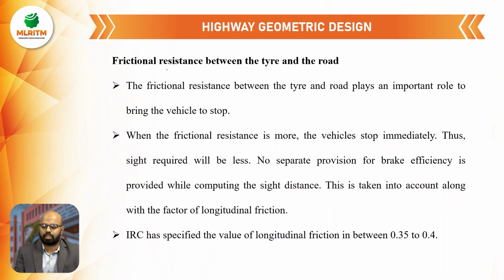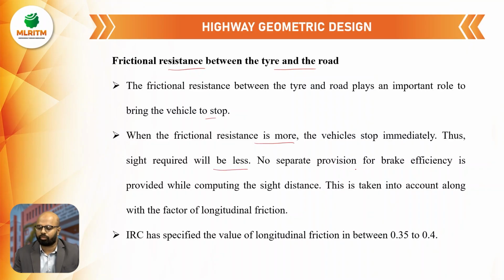Next is frictional resistance between the tire and the road. It plays an important role in bringing the vehicle to stop. Whenever we apply the brake, if there is no friction, the vehicle won't stop, right? So the friction between the tire and the road is the most important factor. When the friction is more, the vehicle stops immediately, and thus the sight distance required will be less.